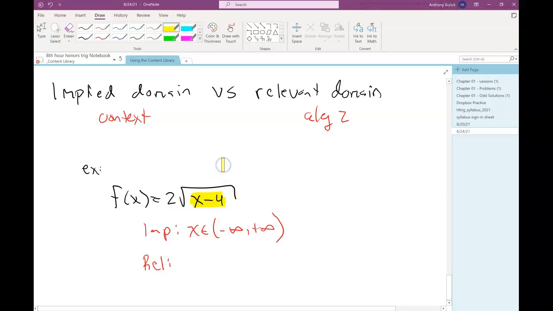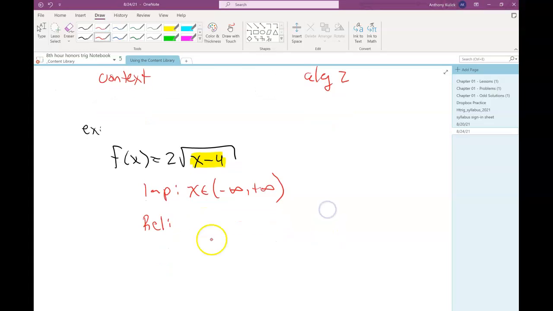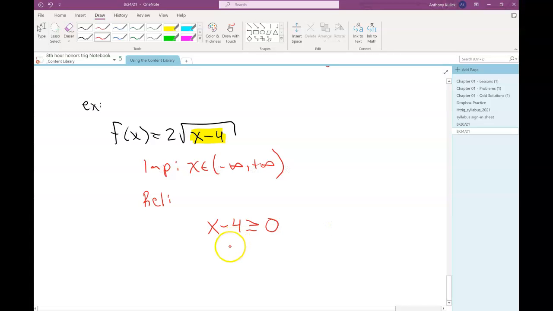So to calculate the domain, I'm just going to take everything that's underneath the square root and say that it has to be non-negative. Everybody feel okay with that? So I can solve that inequality just by adding 4 to both sides.